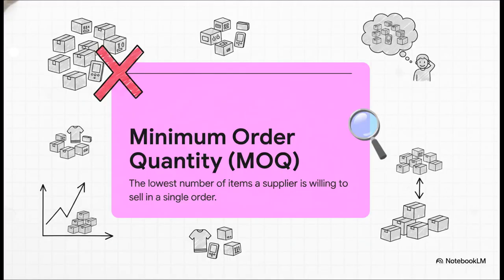Before we look at a single app, you absolutely must understand minimum order quantity, or MOQ. This is simply the required lowest number of items a supplier is willing to sell in a single order. For a beginner, MOQ is your ultimate filter. It's a real game changer. If a platform is filled with suppliers demanding an MOQ of, say, 5,000 units, it doesn't really matter how cheap the items are, it's just the wrong app for you right now. Our goal today is to zero in on platforms that offer an MOQ of 1, 10, or maybe 50 items.